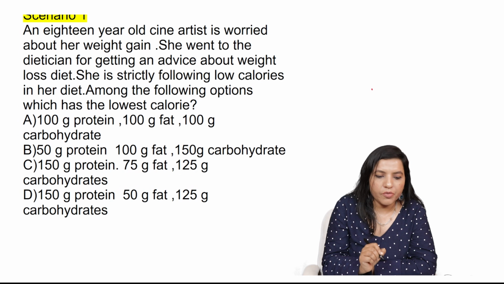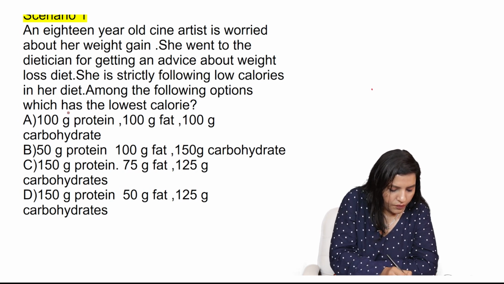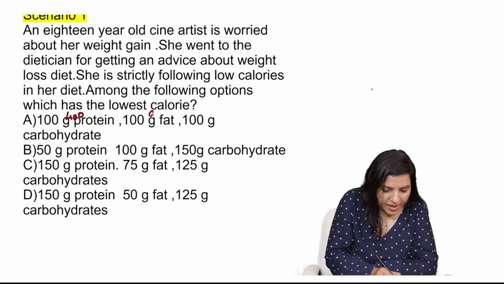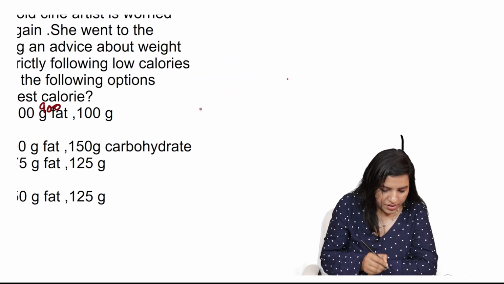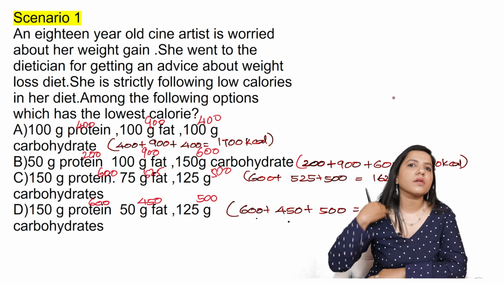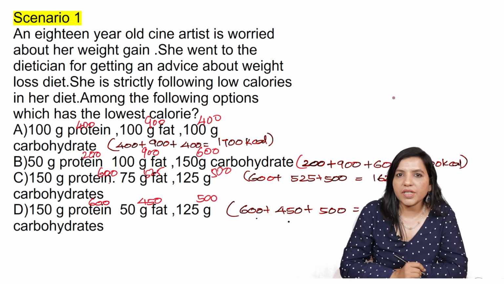So, 100 gram of protein means 400 kilocalories. 100 gram of fat means 900 kilocalories. 100 gram of carbohydrate means 400 kilocalories. Likewise I have calculated it here.